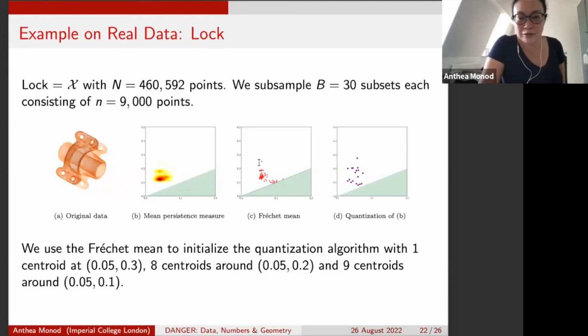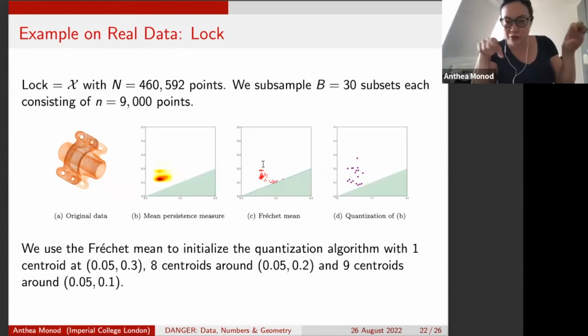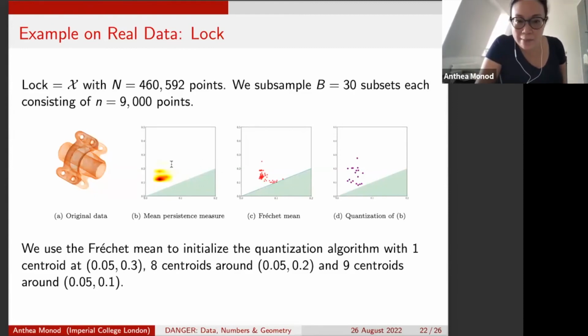Here, again, we have this nice interpretation because this point corresponds to the largest circle on the central tube of the lock, which is very difficult to see in this picture, but essentially you have a very faint yellow point here. It's very difficult to get the same interpretation in terms of the holes that we're looking for from the persistence measure representation rather than the Frechet mean. But once we quantize, we get something that looks reasonably close to the Frechet mean.